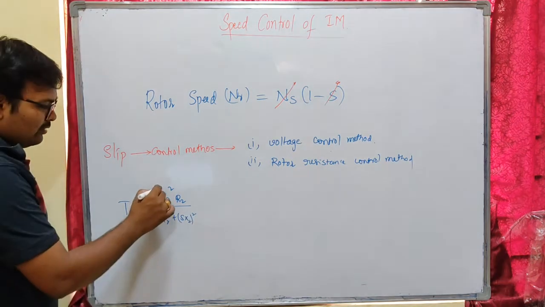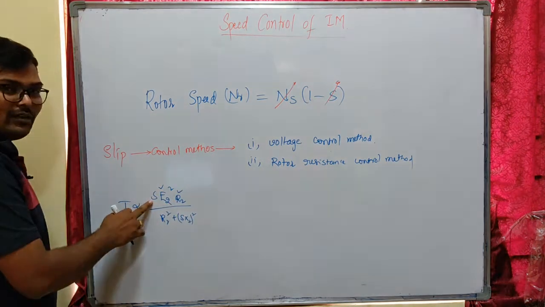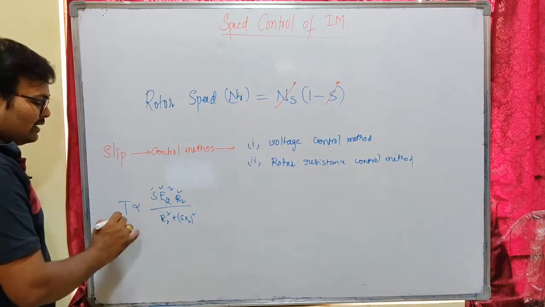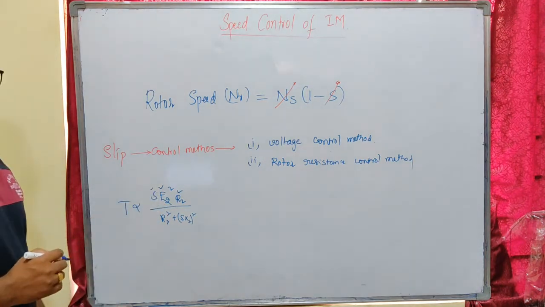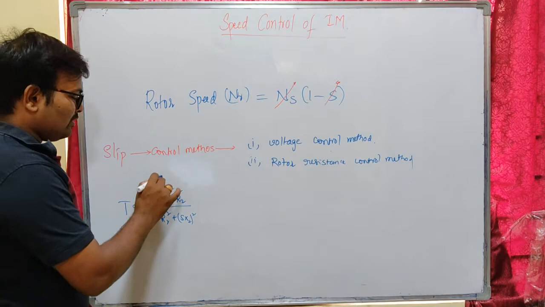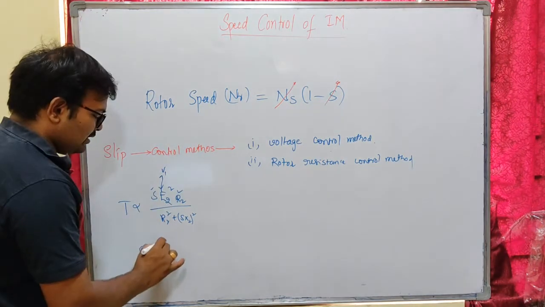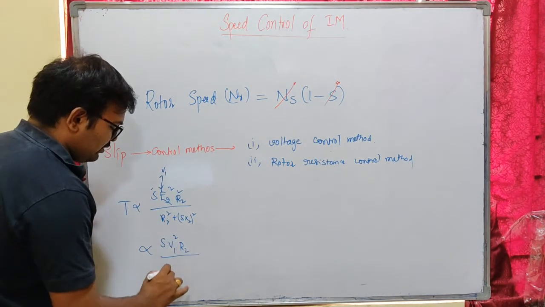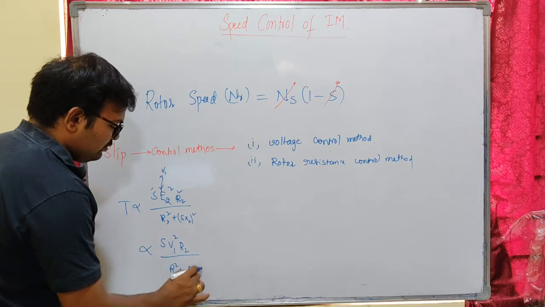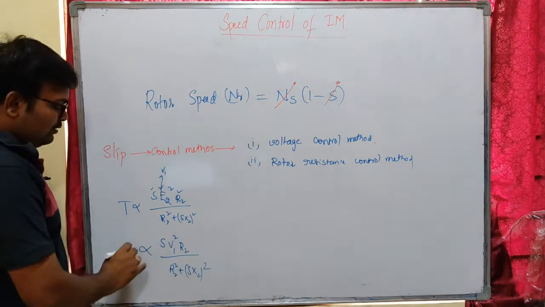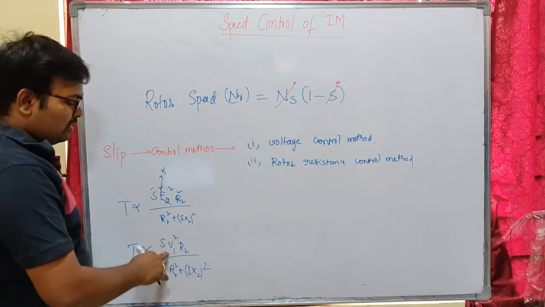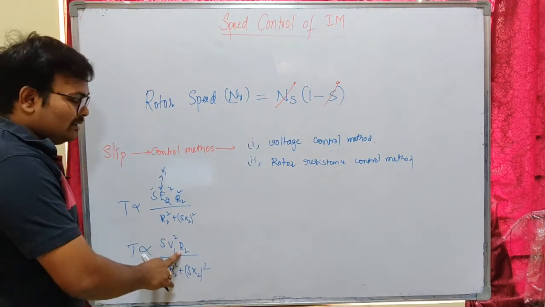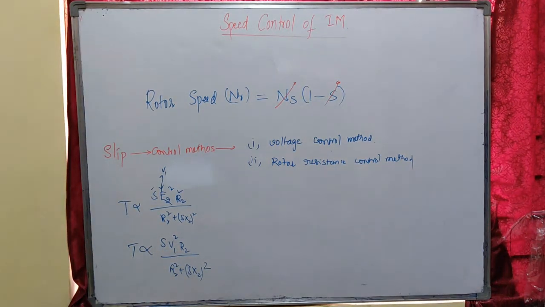If you can control voltage and resistance, you can control the slip. By controlling the slip and making the torque constant, you can change the speed of the machine. That is the idea. E2 is nothing but S V1, so the torque is proportional to S V1 square R2 by (R2 square plus SX2 square). If you can control the supply voltage, you can control the torque and the speed of the machine. So supply voltage control and rotor resistance control are the two methods that we can control using the slip.